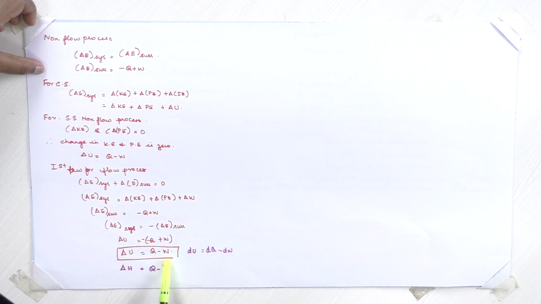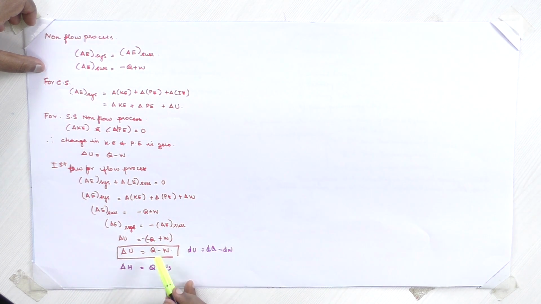So the differential form of Q minus W is dou U equals dou Q minus dou W, and the first law of thermodynamics for the flow process is del H is equal to Q minus Ws. So please remember these two equations, students, because these two equations are applicable for the problems which are going to be dealt with in the forthcoming classes. So you need to also derive the equation for the first law of thermodynamics for the flow process as well as the non-flow process, and the problems which we are going to deal with by applying these expressions will be dealt with in the forthcoming classes.